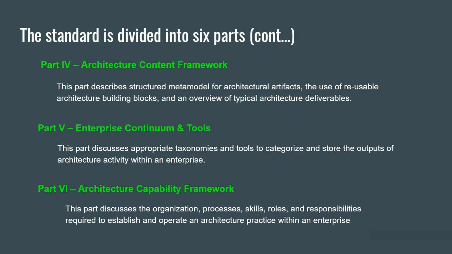Part 6 is the architecture capability framework, and this talks about the organization, processes, skills, roles and responsibilities that are required to establish and operate an architectural practice within an enterprise. So all of these 6 parts cover everything, right from a step-by-step methodology to the capability framework to establish practices within an enterprise.